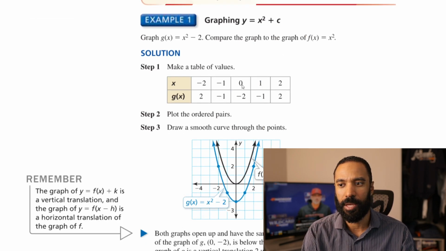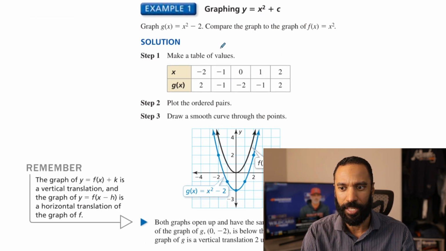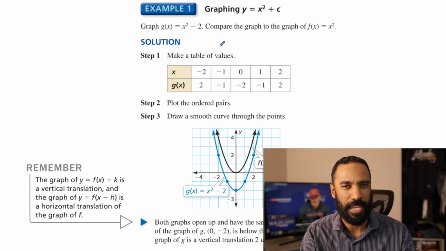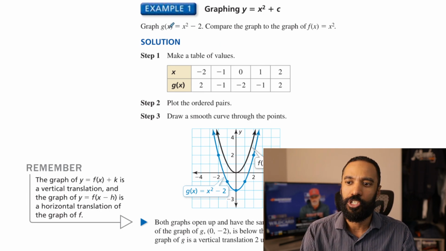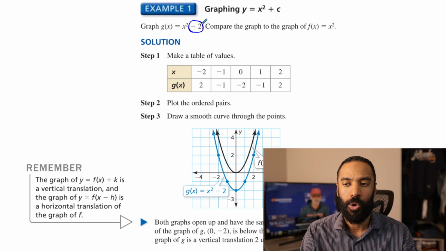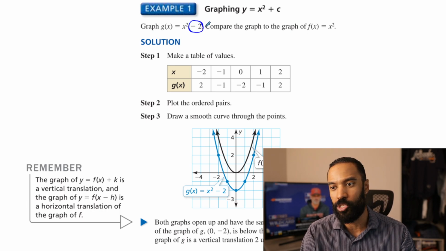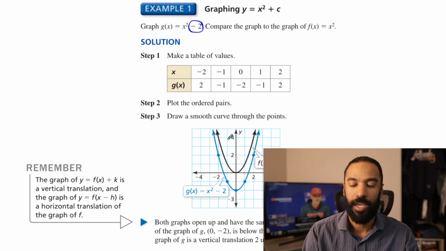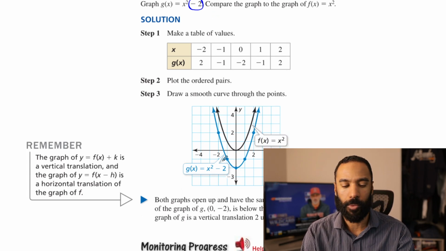So we're going to look at some examples of what they do. It looks like they do use a table, and I'm going to kind of connect the information with that table and see if it makes sense for us. Graph g of x equals x squared minus 2. Compare it to f of x equals x squared. When we talk about the comparison to begin with, straight up, guys, when we see this minus 2, what's happening is every y value is going to be 2 less than the y values before it. The vertex will be 2 units less, but so will every other point.